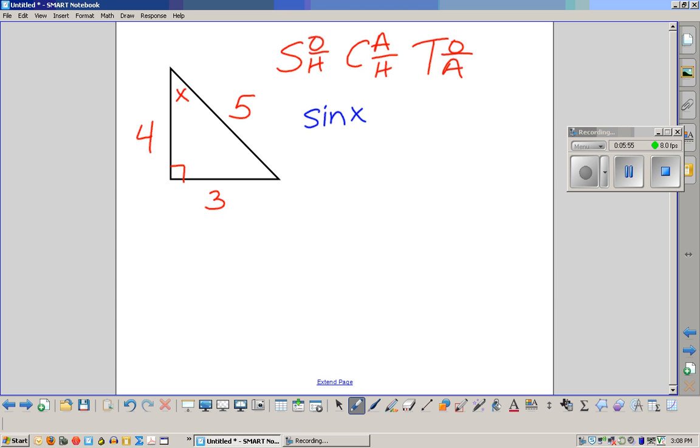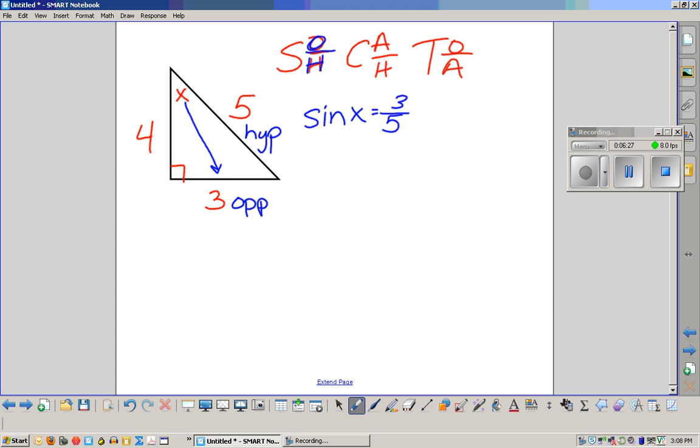Now sine, as we see here, is opposite over hypotenuse, right? So if this is my angle x, I'm going to go opposite that angle. This is my opposite now, and that's 3 over my hypotenuse. Did I just say adjacent before? I don't know, but we know it's opposite over hypotenuse. Okay, so hypotenuse is across from the right angle. So my hypotenuse is 5. So now the sine of x is 3 over 5.